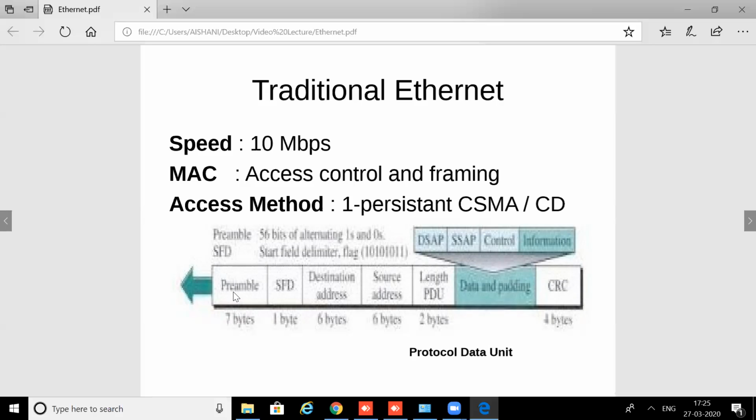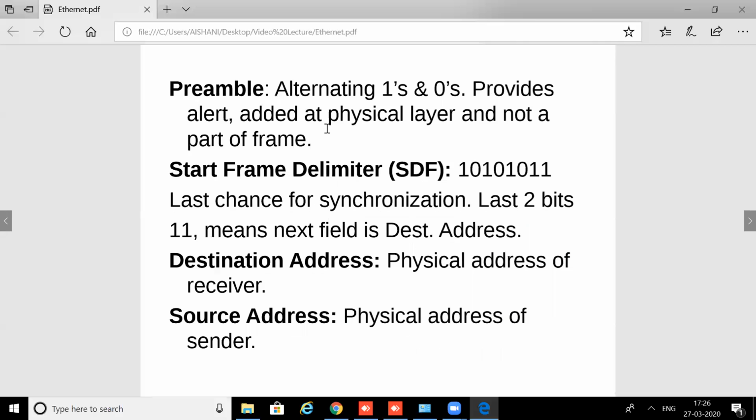Now we come directly to the frame structure. First is the preamble, then the SFD, the start frame delimiter. The preamble consists of 7 bytes. It contains alternating 1s and 0s. Basically, the preamble is attached in the physical layer. It is not a part of the data link layer.